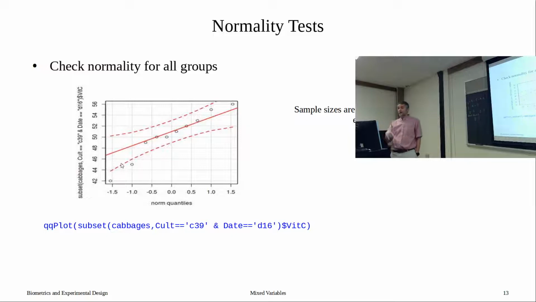And the order doesn't matter. So on the next slide, I have QQ plot, subset of cabbages. I switch the date and the cultivar. Doesn't matter what order they appear. We've set up the logical: only look at the cultivar 39s and day 16s. Copy and paste is your friend.